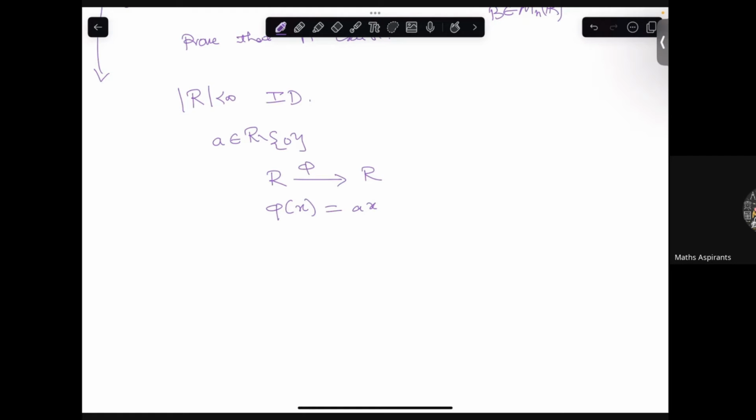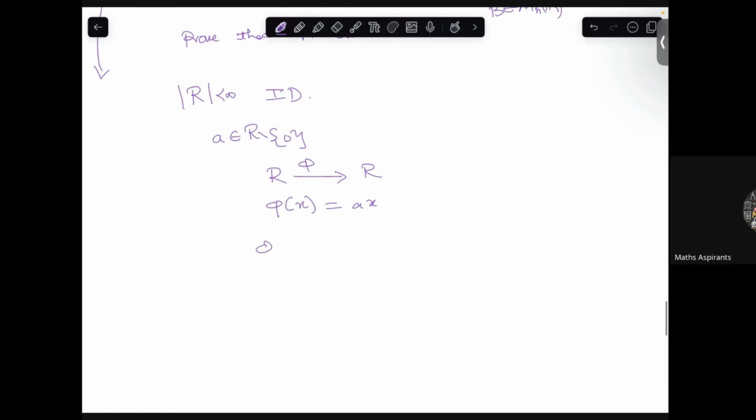The phi of x is nothing but ax. And the definition of ring theory says that, let's say x plus y, so this is a times x plus y. Distribution says that ax plus ay, which is nothing but phi of x plus phi of y. So this implies phi is a group homomorphism. Remember, I'm not claiming ring homomorphism.